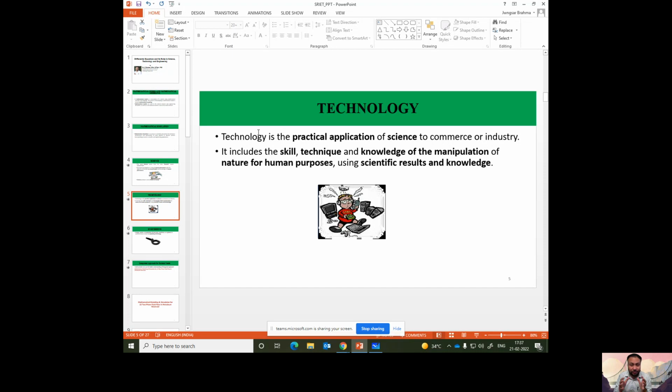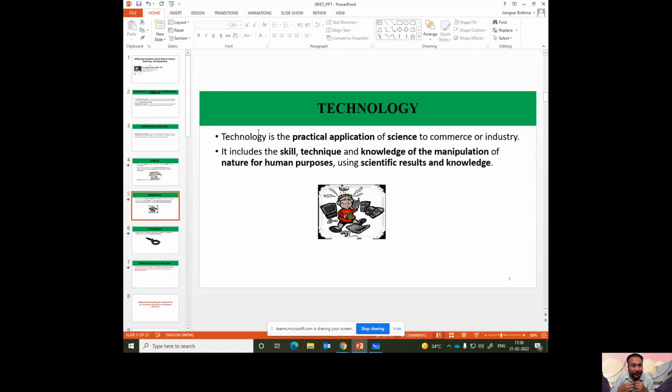What it means that whatever you had observed in the science, this was the natural phenomena. I observed it. After observing, I want to apply this natural phenomena for commercial purpose or for industrial purpose, right? It means that I need to develop some techniques. I need to develop some skills, right? And knowledge of the manipulation of the nature for human purpose.